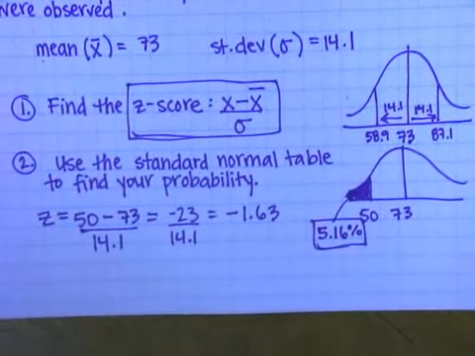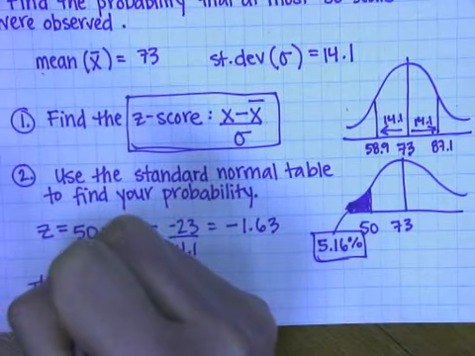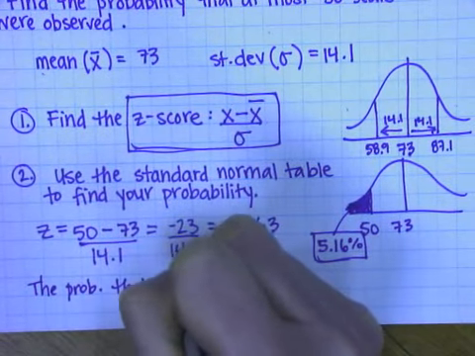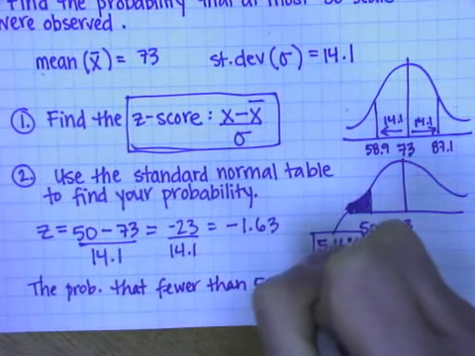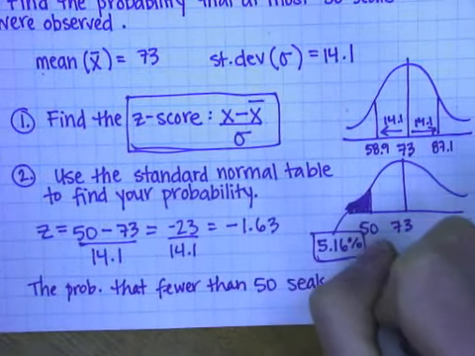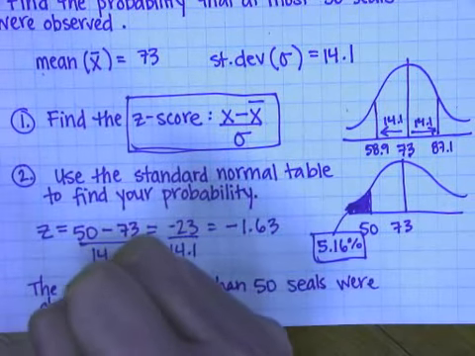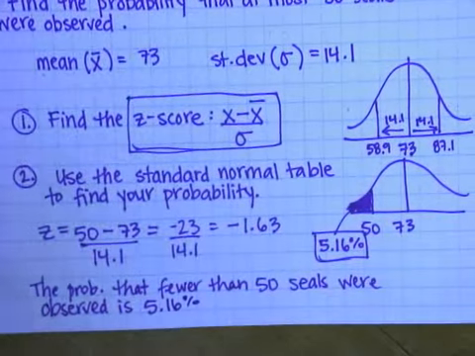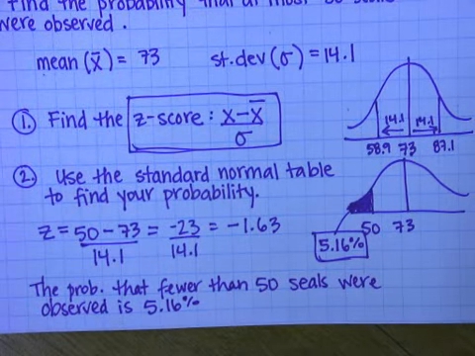So the last bit on your notes that I want you to write is the probability, you're going to rewrite the question, that fewer than 50 seals were observed is 5.16%.